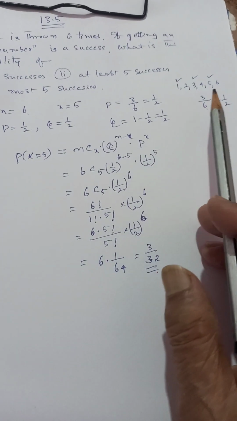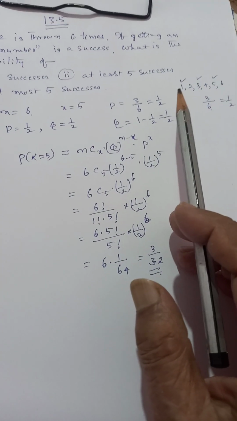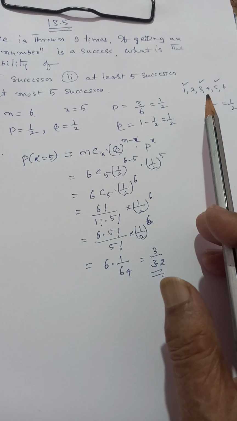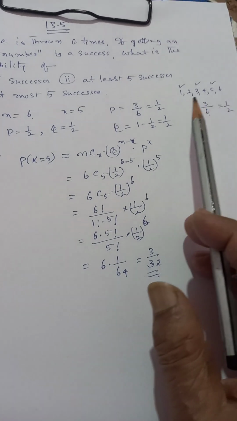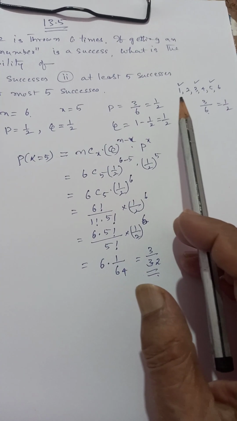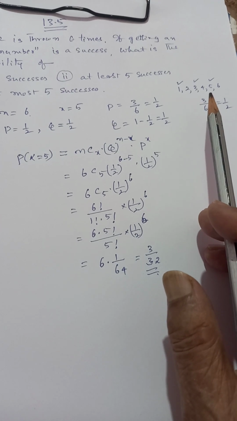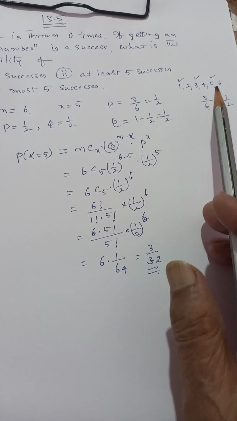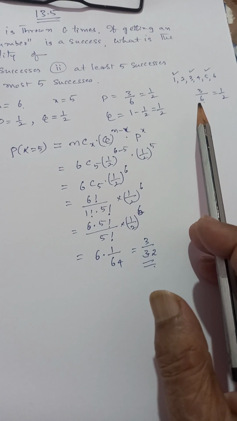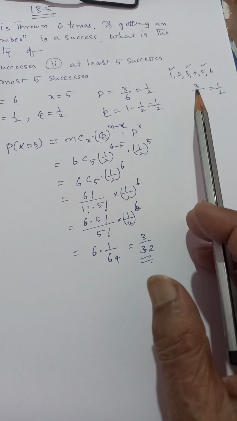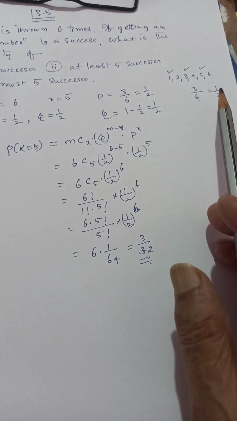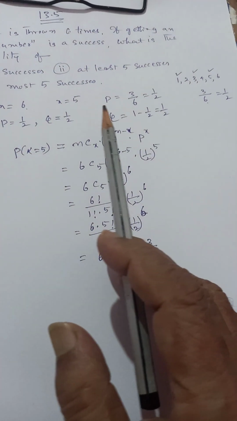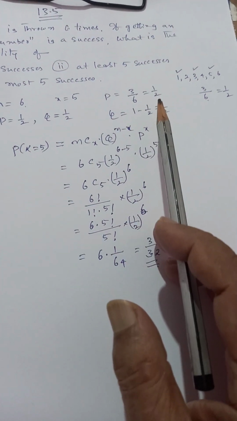Look here, in a die we have got 6 numbers: 1, 2, 3, 4, 5, 6. So out of these, 1, 3 and 5, they are odd numbers. How many numbers? 3. Out of 6 we have got 3 odd numbers. So the probability of odd numbers is 3 by 6, that is equal to half. So we will call P as equal to half.